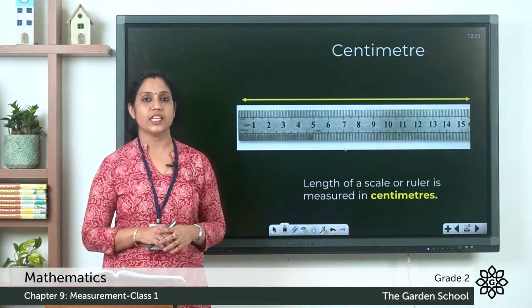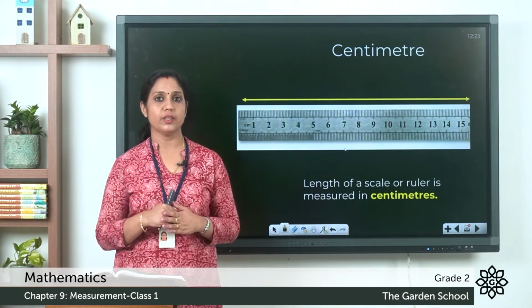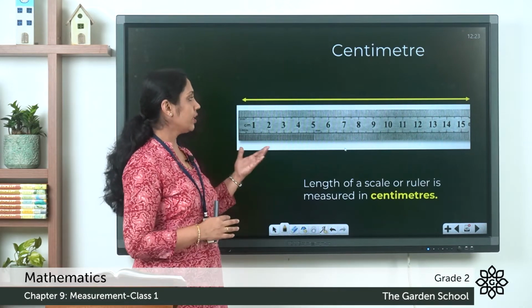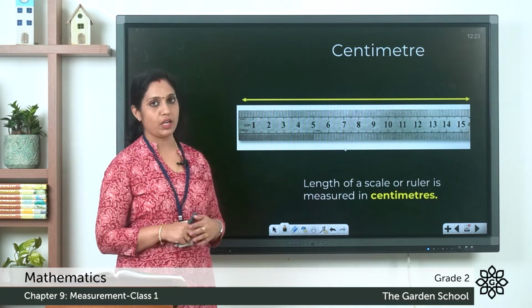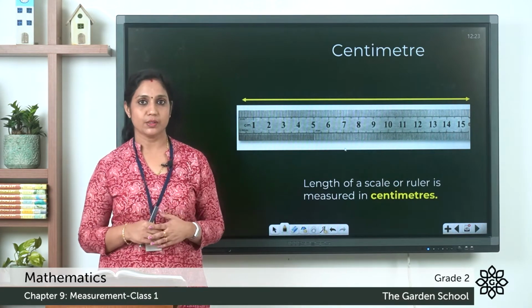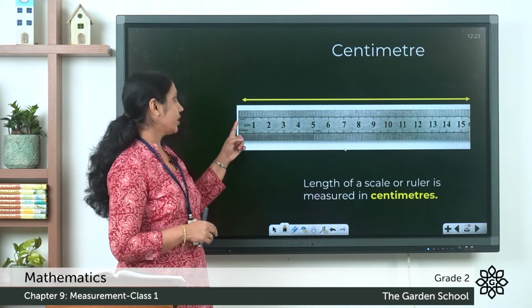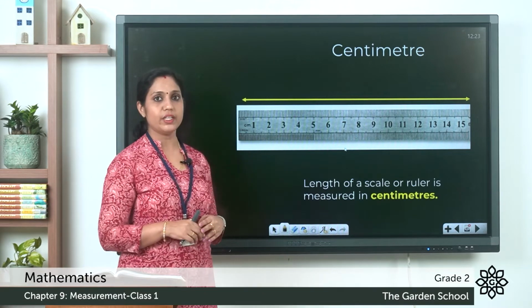Next, let's learn about centimeter. Meter can be further divided into centimeter. So what is a centimeter? Here you can see a ruler and you can see some lines marked on it. You can also take your ruler and see if there are any lines marked on it. And you can see it's written from 0 to 15. So this is the centimeter.